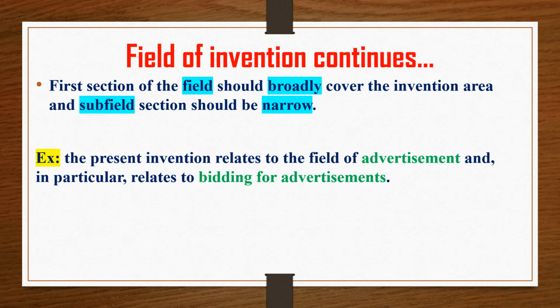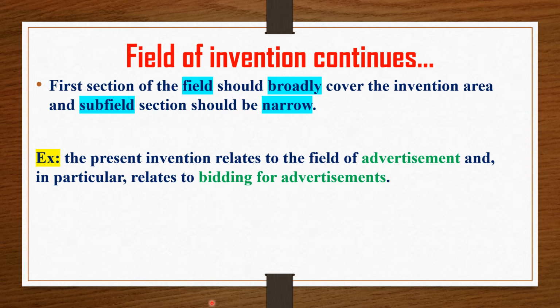The field of invention continues. The first section of the field should broadly cover the invention area, and the subfield section should be narrow. I have told the same thing in the previous slide: the field should be broad and general, and the subfield should be narrow and specific.